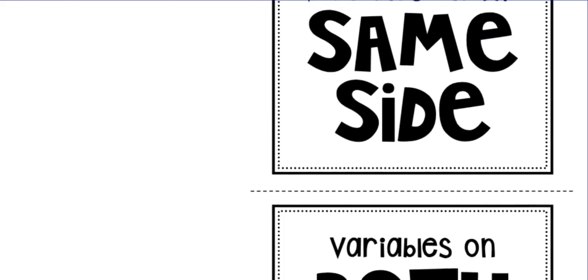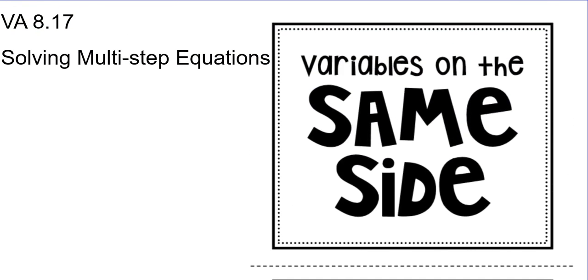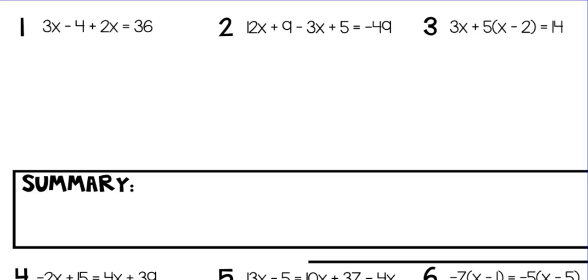We've been working with models so that we can come up with the steps for solving equations and so that they make sense to us. So today we're going to get away from the models a little bit and start looking at the procedures that we follow for solving multi-step equations. So let's go ahead to the first problem.